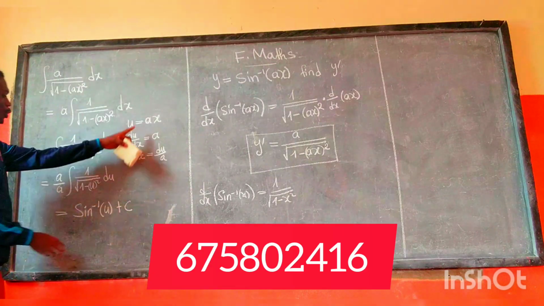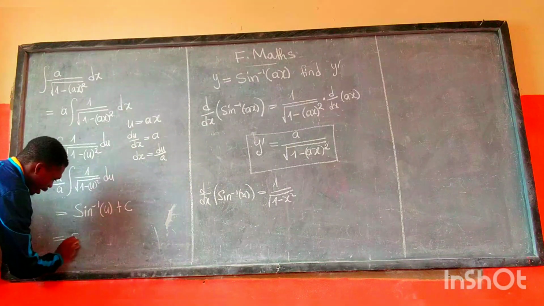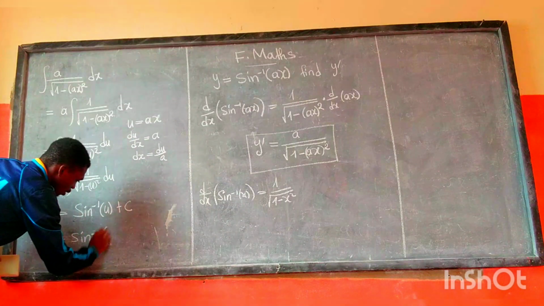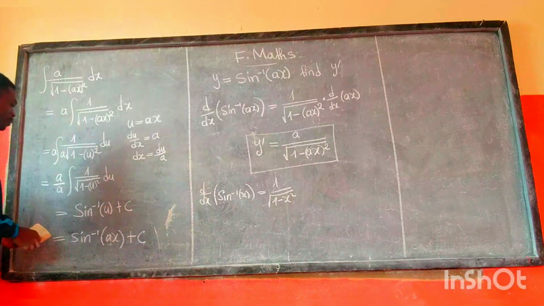But now, u was equal to ax. I'm going to replace it there and have sine inverse of ax plus the constant of integration.